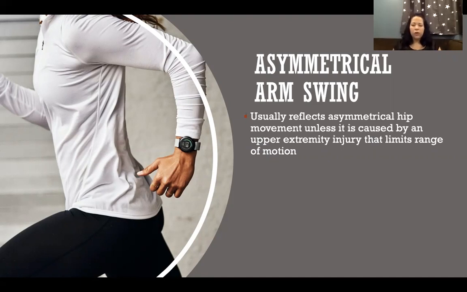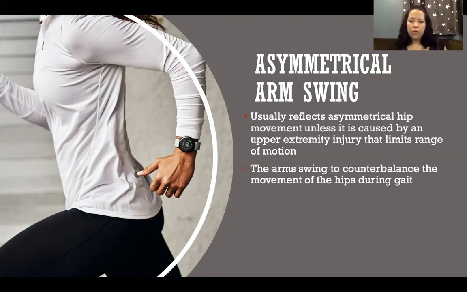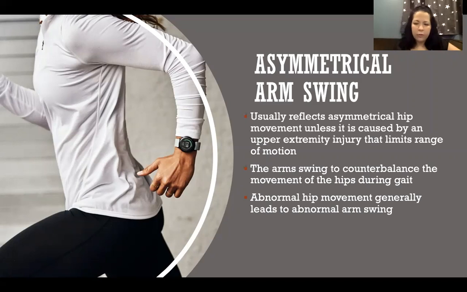Okay, so look for asymmetrical arm swing, and that will give a lot of information about asymmetry in the pelvic motion. Okay, so the arms are swinging to counterbalance movement of the hips during gait. Abnormal hip movement generally leads to abnormal arm swing. But again, you first have to rule out the possibility that there's an upper extremity injury or pain condition or range of motion problem or something in the upper extremity that could be causing that.